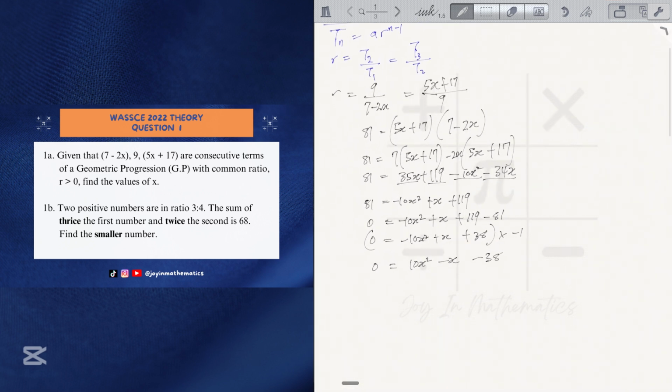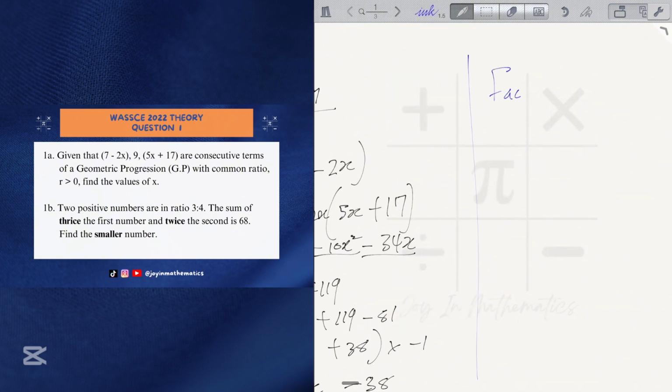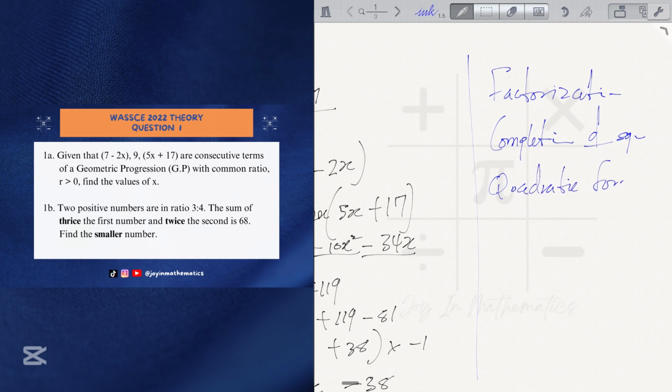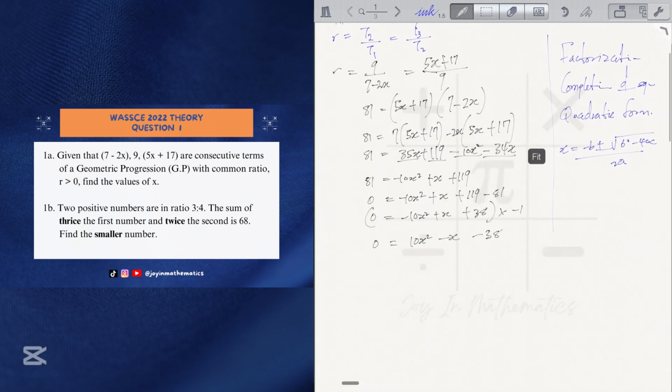Now we can solve this quadratic expression using 3 methods. We can choose to use the factorization method, let me just write it out. We can choose to use completing the square, and also the quadratic formula. Now the quadratic formula is very straightforward. We will have x equals minus b plus or minus square root of b squared minus 4ac, divided by 2a. Now, let's focus on the factorization method here.